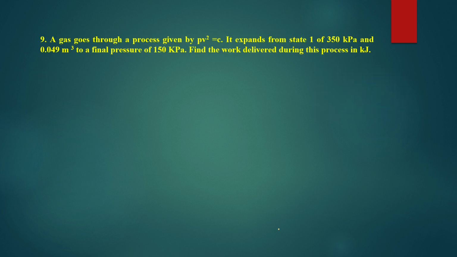Moving further, okay? So here it is saying that a gas goes through a process given by this particular equation, right? So here it is given as PV raised to the power 2 is equal to constant. That simply means we can relate it with this particular equation, PV raised to the power n equal to constant, where in this case n is replaced by 2. So this is a kind of polytropic process, right?